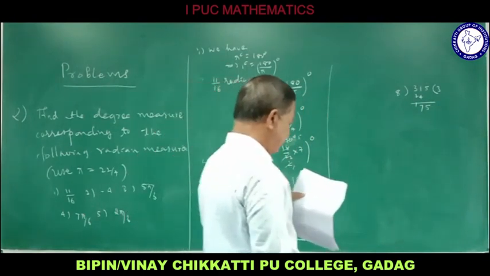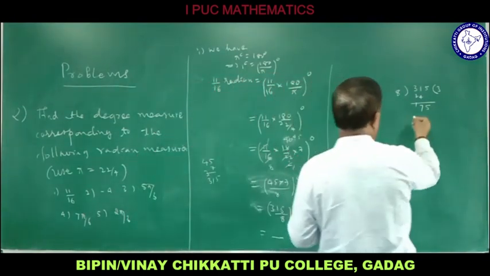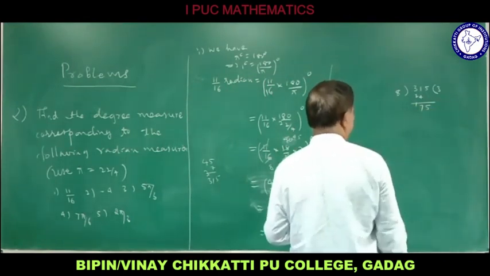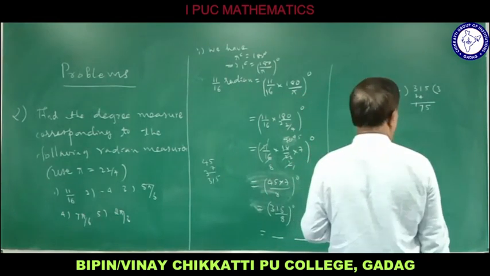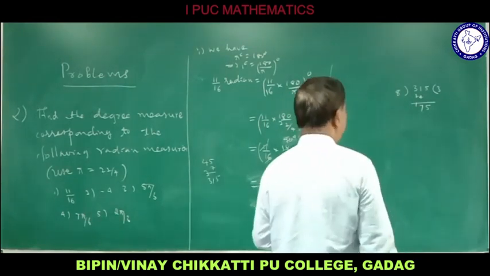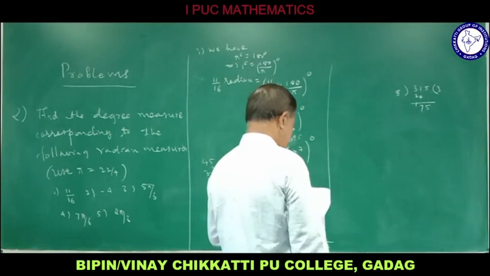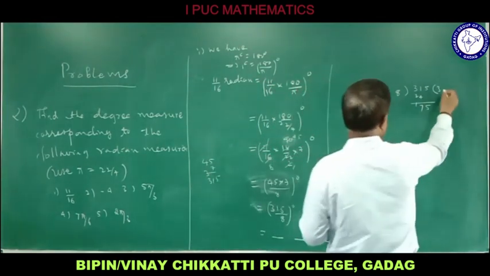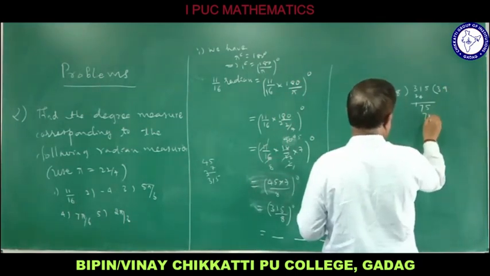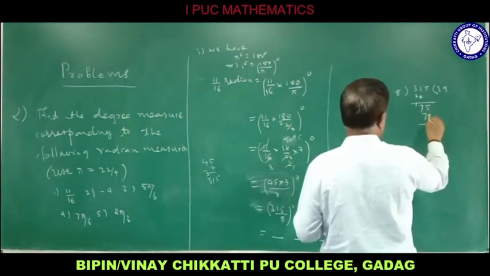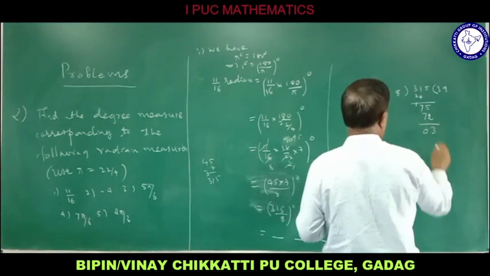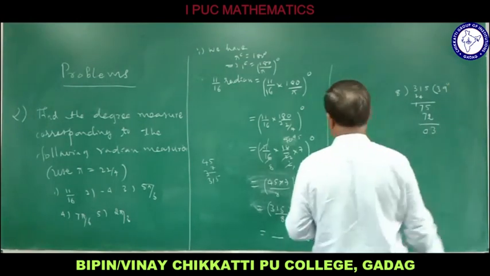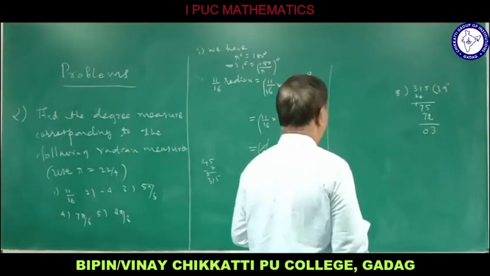Now you have to see again: 8 8s are 64, 8 9s are 72, 8 10s are 80. And here you have to see what the result is. 8 9s are 72. See, 72, 7 2 3 0. Now you have got 39 degrees. I hope you have got 39 degrees.